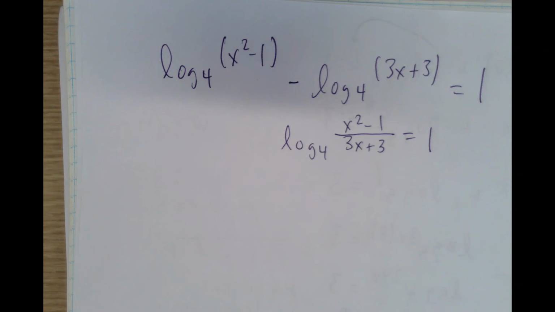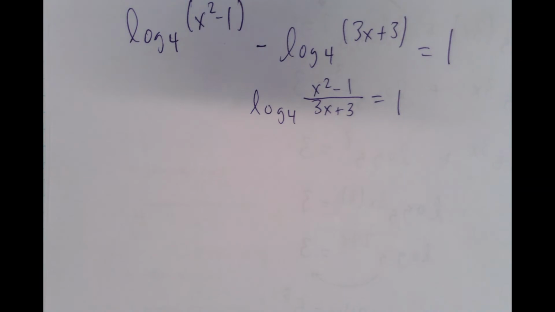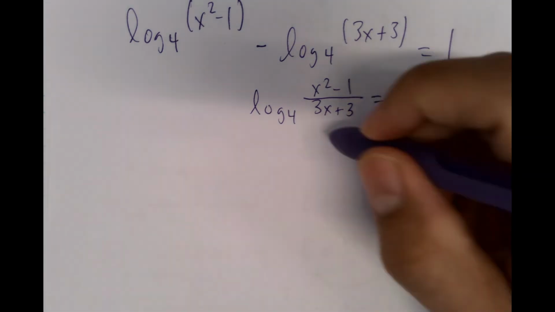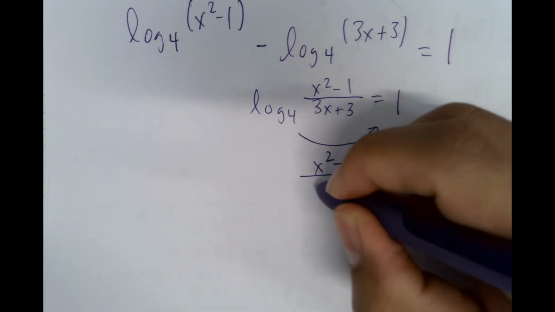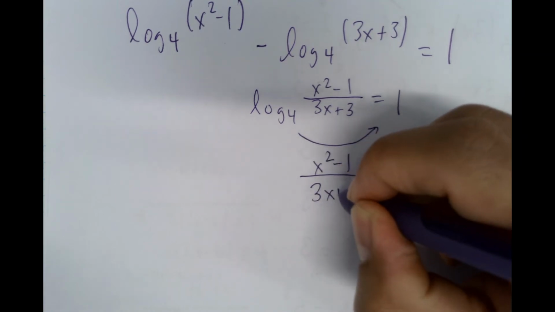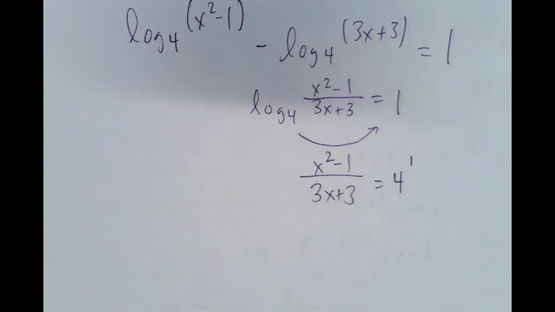So this problem should look very familiar at this point, even though it looks a little bit crazier. The first thing that you want to do is change this to exponential form. So you're going to move the 4 to this side. It's going to be x squared minus 1 divided by 3x plus 3 is equal to 4 to the first power. Just like before, we're just going to raise it to exponential form.